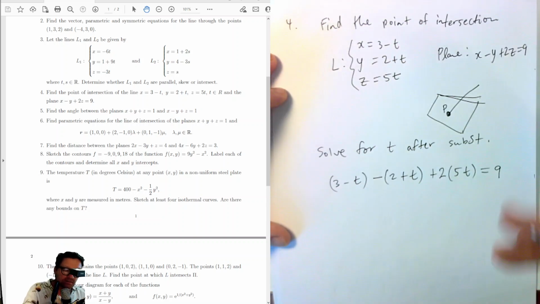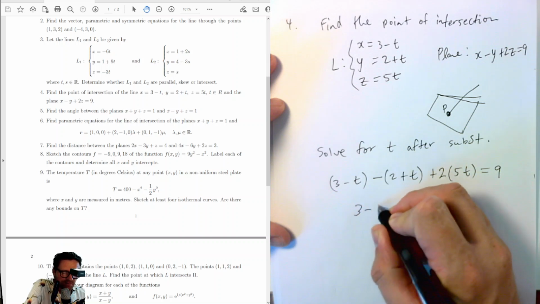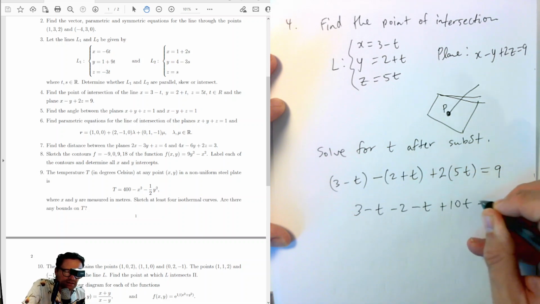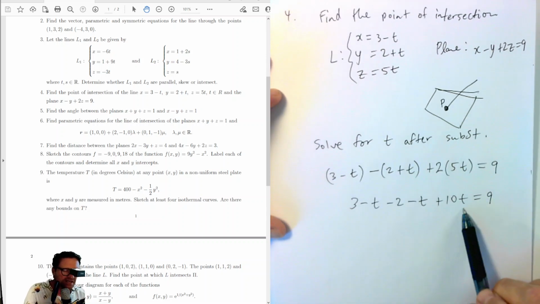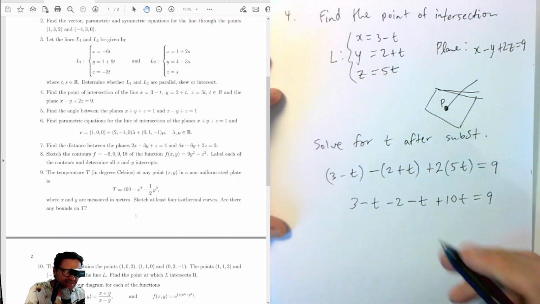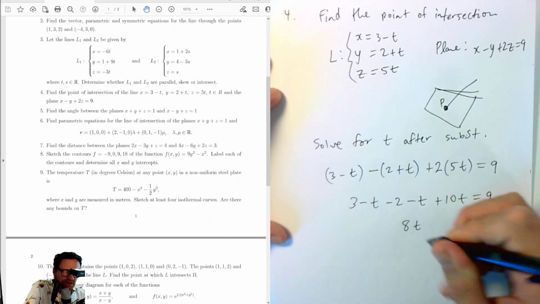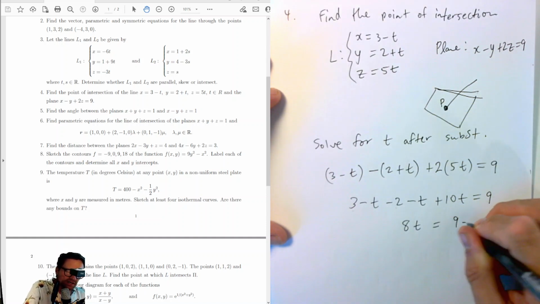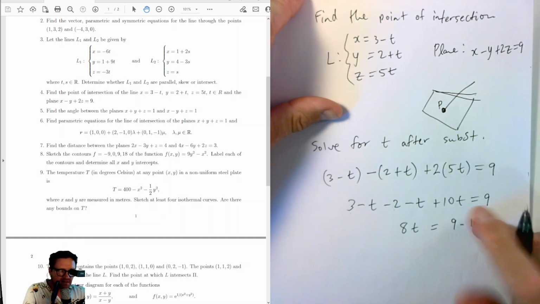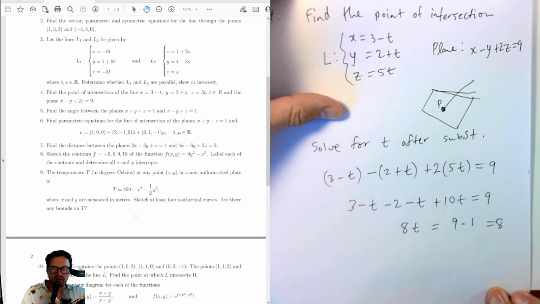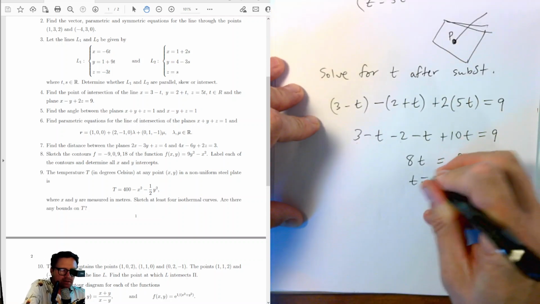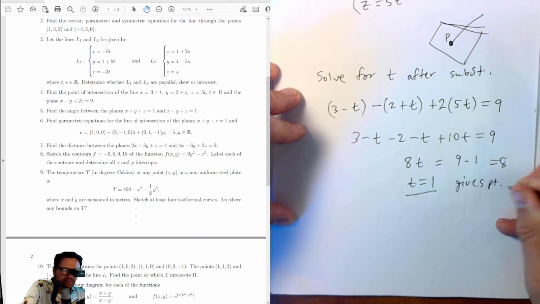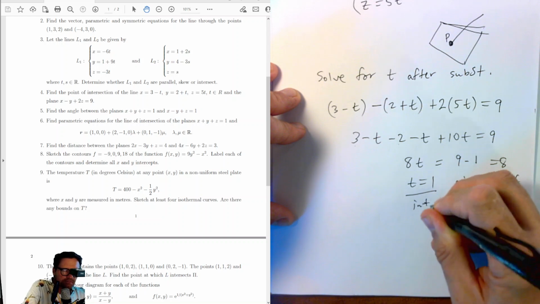Okay, so we can solve for that parameter and then use the parameter in here to find the point. So expanding this, we've got 3 minus t minus 2 minus t plus 10t is 9. Okay, 10t minus t is 8t. So 8t, now 3 minus 2 is 1. So 8t is equal to 9 minus 1, and so that is 8. Dividing throughout by 8, we have t is equal to 1. So t equals 1 gives the point of intersection.